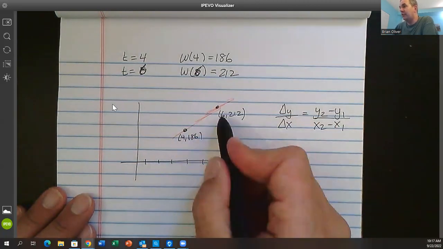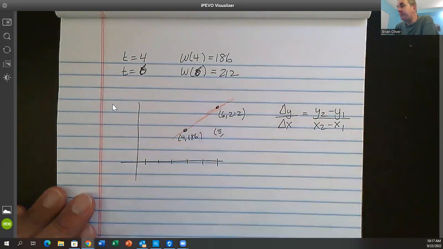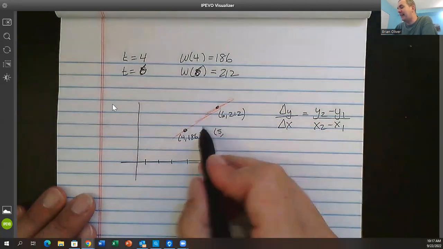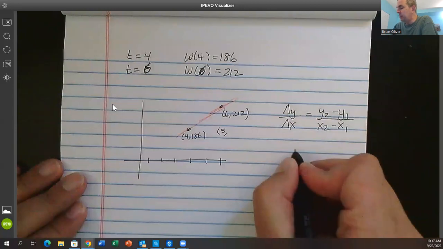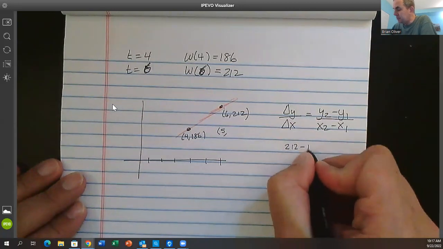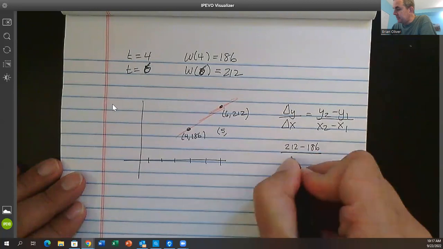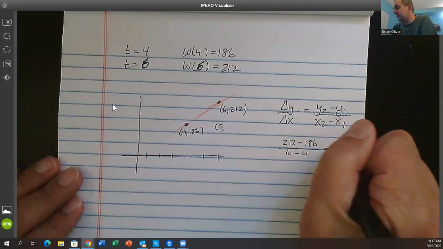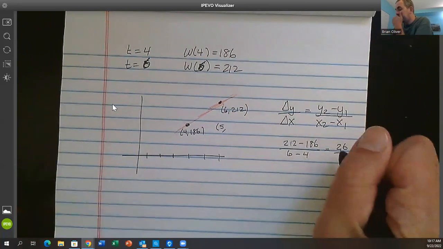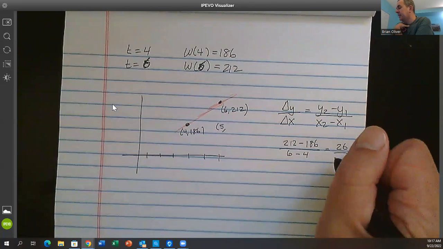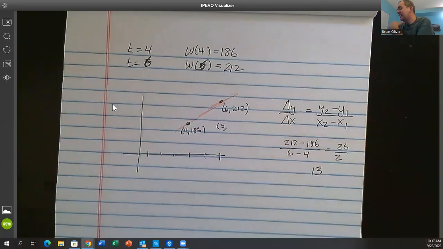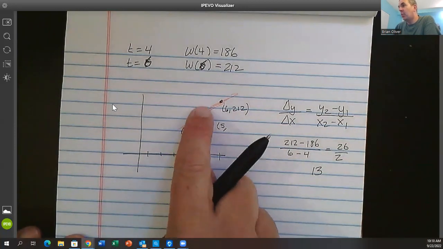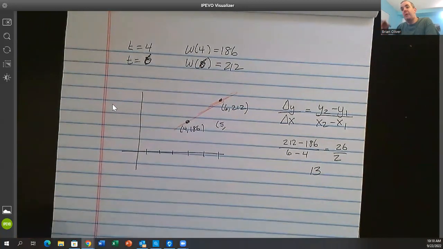If you think about it, the average of 4 and 6 is 5. And now I can figure out what the average rate of change is there. So I'm going to do 212 minus 186 over 6 minus 4. So 212 minus 186 is going to give me 26, over 2. That tells me that the slope of this is roughly 13. What that says is that every time I go right 1, I'm going to go up about 13.